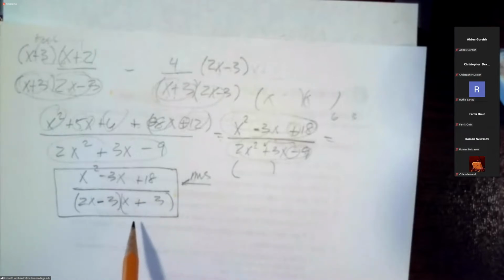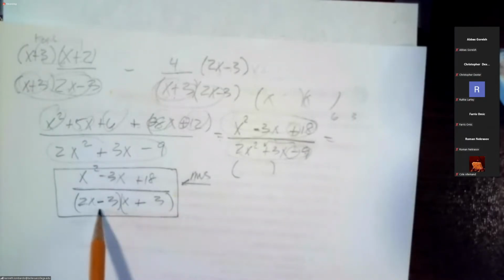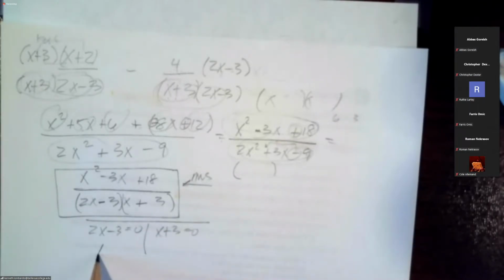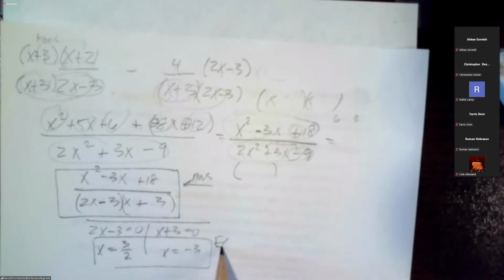But then I have to exclude any values that send this denominator to 0. So how am I going to calculate that? Set each of those equations equal to 0. Yes. X plus 3 equal to 0. 2x minus 3 equal to 0, so x equals 3 over 2. And x equals negative 3. So these are the excluded values.